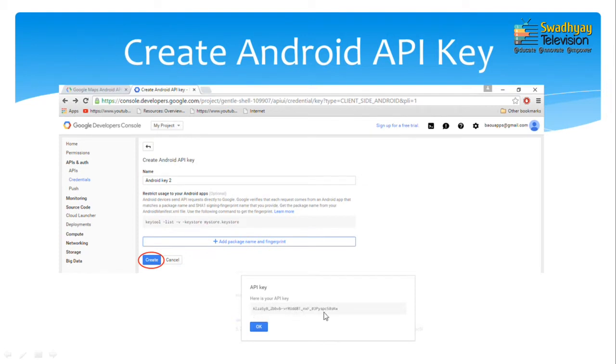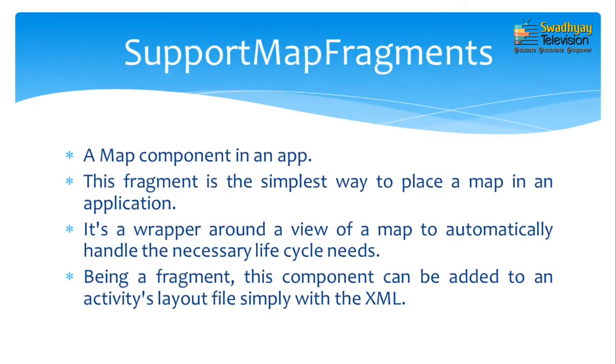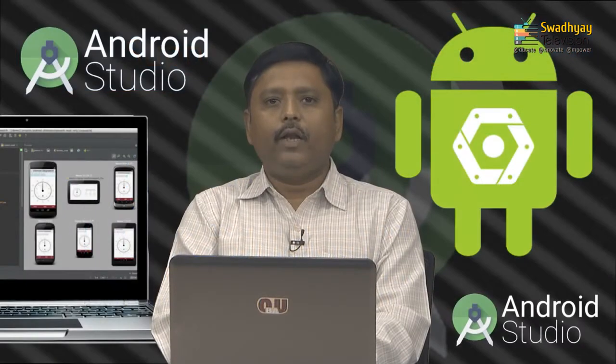So, you have to copy this API key for distribution and you have to use this key in your project, and when you press the OK button, your process is finished. So, these are the steps for getting the Google API key.